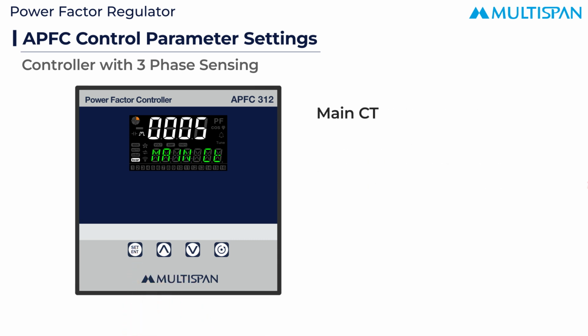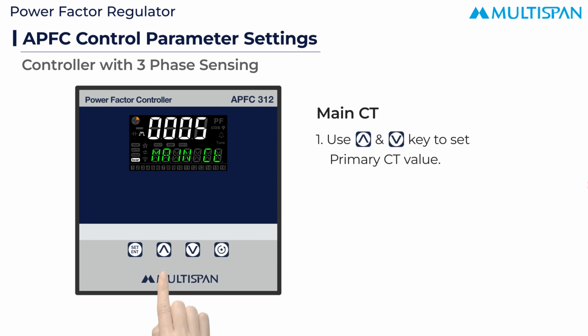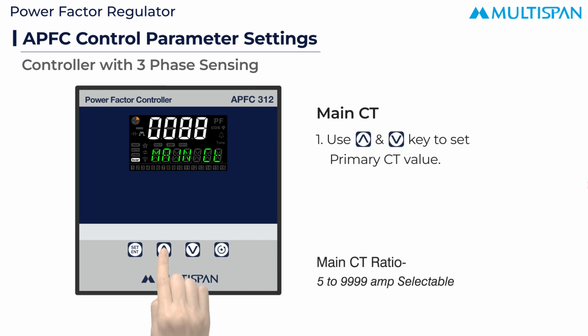Next, the display will prompt you to set the main CT value. Here, enter the primary value of your main CT. For example, if your CT has a value of 125, set it to 125. The instrument supports CT values in the range of 5 to 99.99.